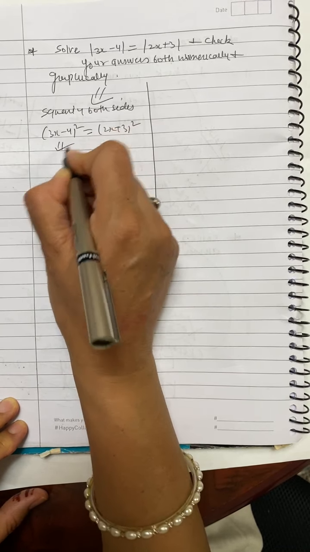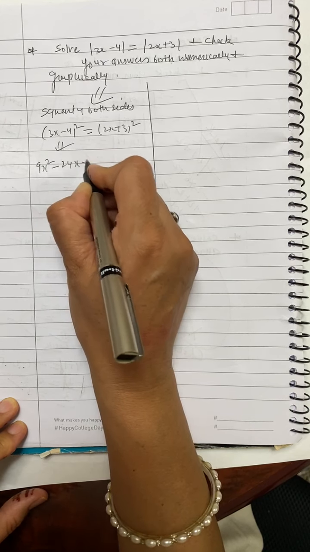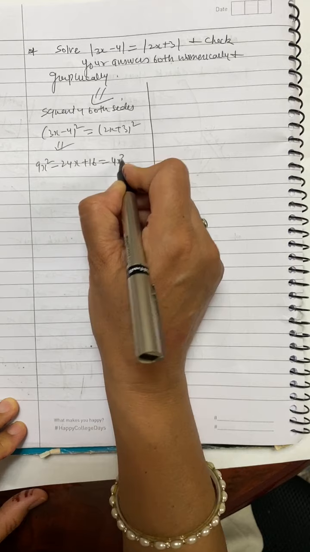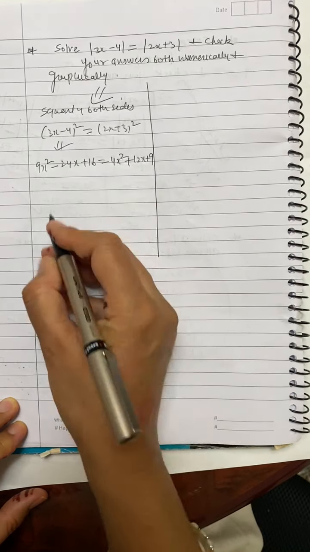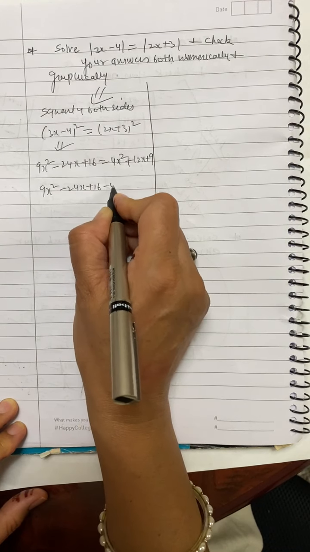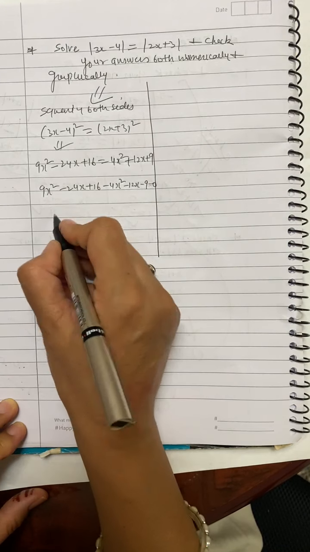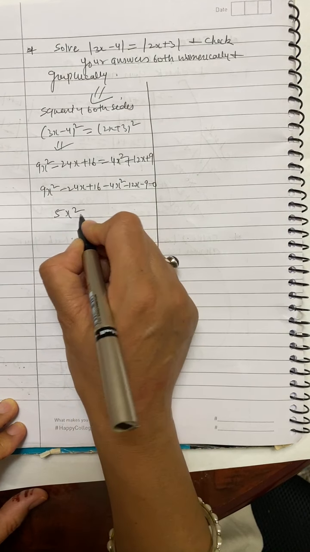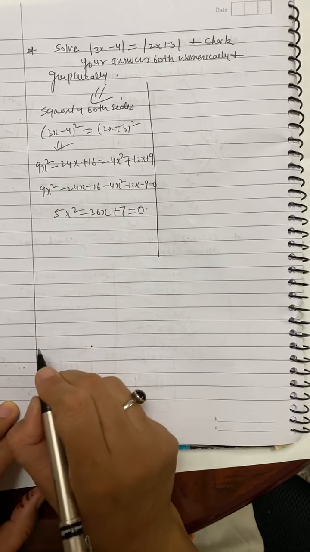Now open the brackets. This is 9x squared minus 24x plus 16 equals 4x squared plus 12x plus 9. Now simplify: 9x squared minus 24x plus 16 minus 4x squared minus 12x minus 9 is 0. So this is 5x squared minus 36x plus 7 is equal to 0.